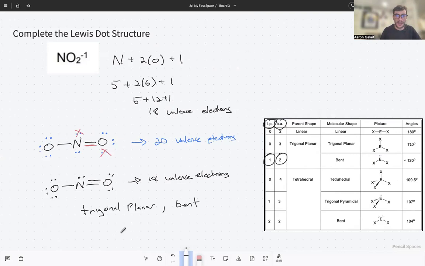And then I can rewrite this with our nitrogen lone pair. Let's make this a little neater. Lone pair. We're going to go to the side now because they're bent. One, two, three, four, five, six, and bent. And there we go. That is how we draw the Lewis dot structure for nitrite.